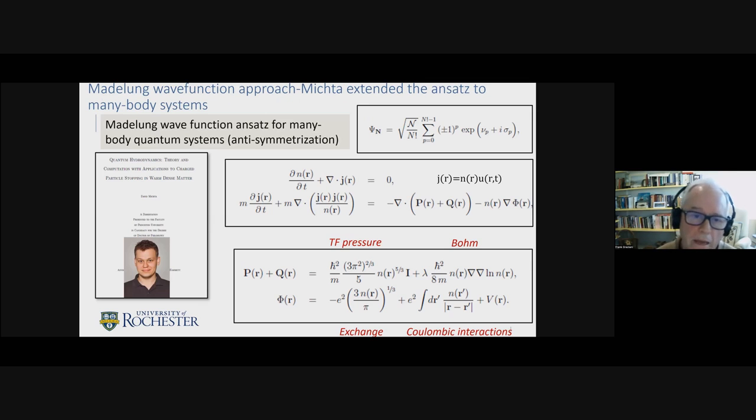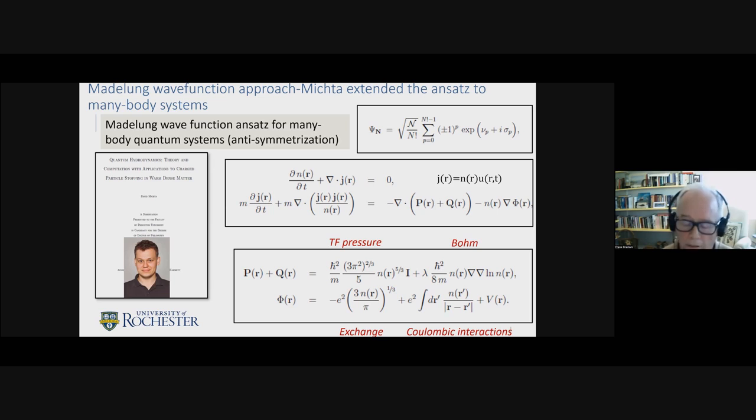So here's an example of the Madelung approach from my student, who's now a postdoc at the University of Rochester, where he took the ansatz that Madelung proposed and made sure that there was proper anti-symmetrization and it would obey the Fermi statistics. And he basically just took that ansatz and stuck it into the many particle Schrodinger equation. And sure enough, he got a set of hydrodynamic equations, but with the proper right-hand side. He got a Thomas Fermi pressure. He got the Bohm pressure term, which is the quantum non-locality. He also got an exchange term, which comes from the fact that the wave function is antisymmetric. And he had Coulombic interactions also, so you get the particle-particle interactions.